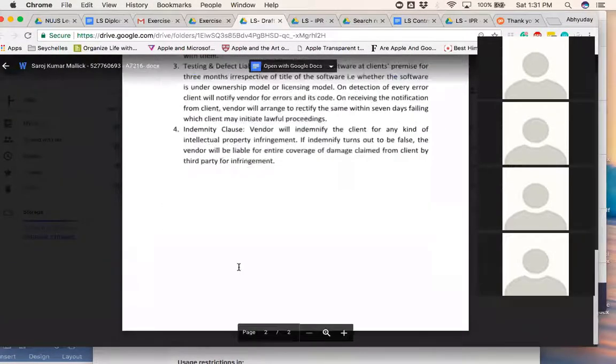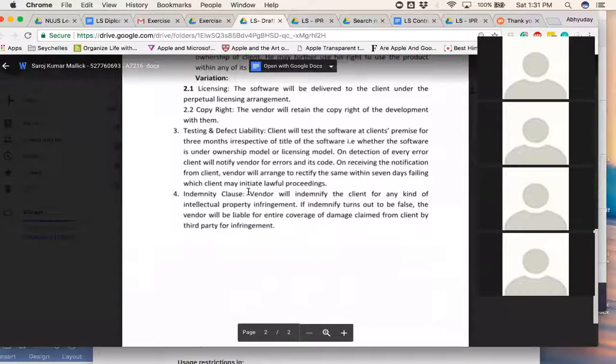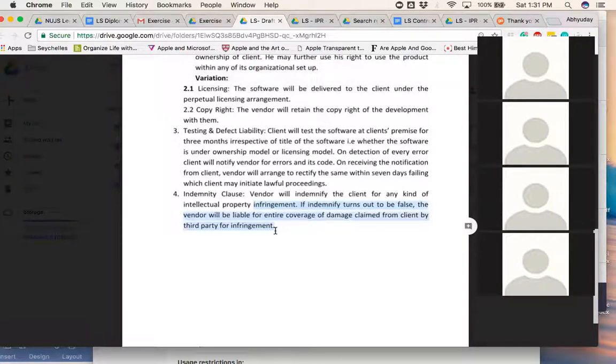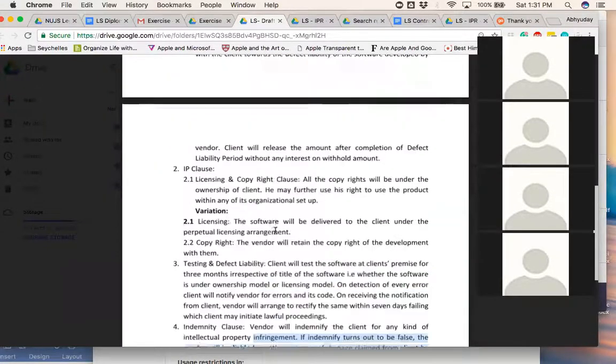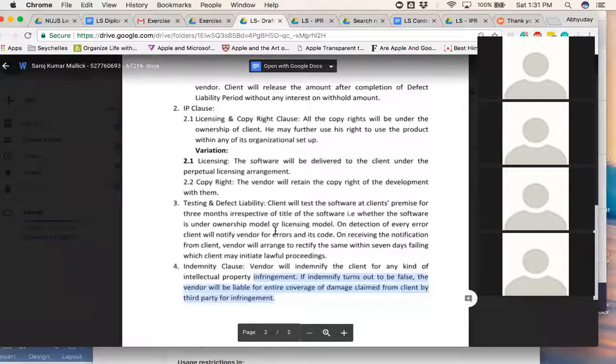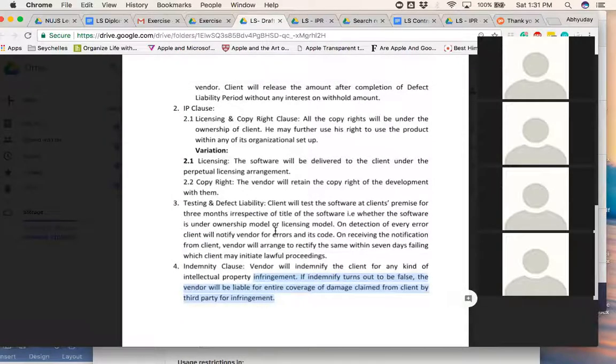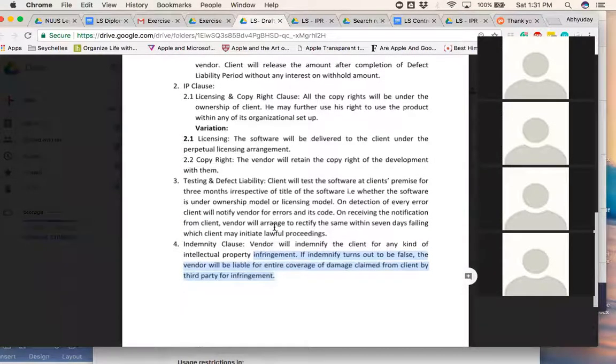Let me see here. Vendor will indemnify the client for any kind of intellectual property infringement. If indemnity turns out to be false, the vendor will be liable for entire coverage of damage claim from client by third party for infringement. This is great. This is perfectly suited for how the client would want it. The vendor would hate this version, but this is perfect for how a client would want the indemnity.